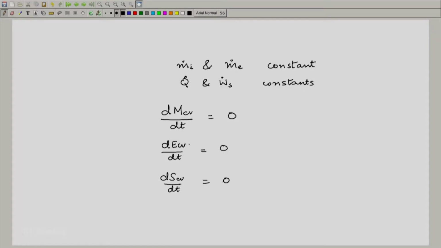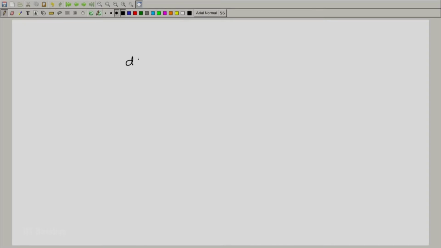So, what happens when we have a steady state? You will realize that the left hand side of all the three equations have been put to 0 as far as the mass, energy and entropy were concerned. So, what do we get once we get this? So, we can write the mass conservation equation as follows. Because this is 0, it implies that the incoming mass flow rate is equal to the outgoing mass flow rate.